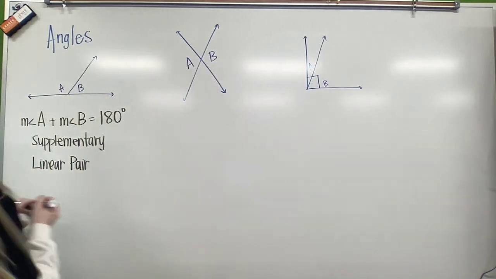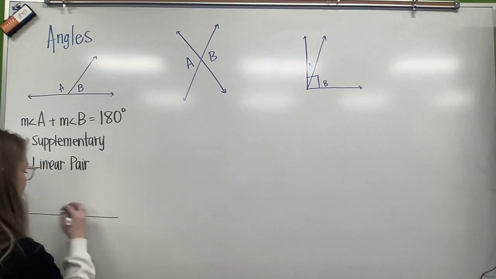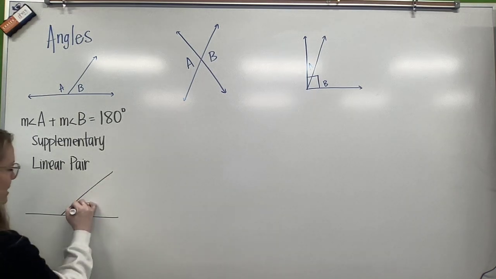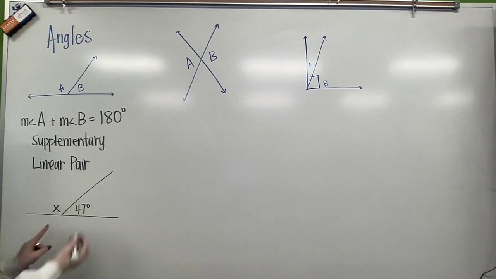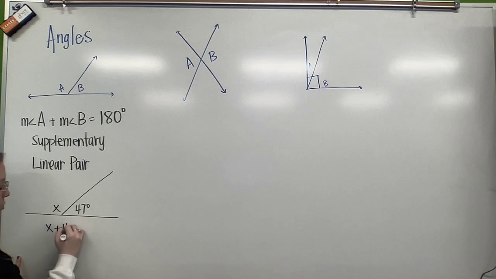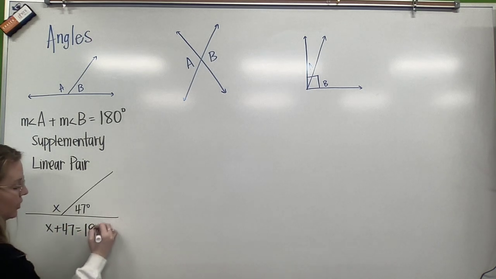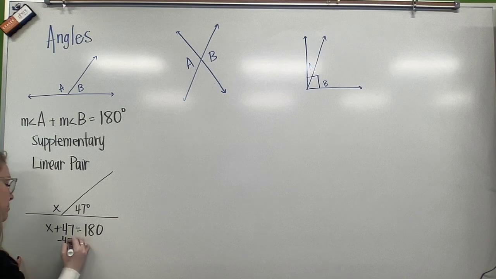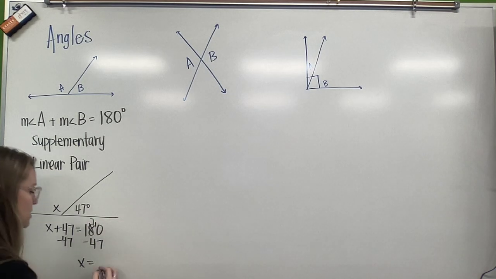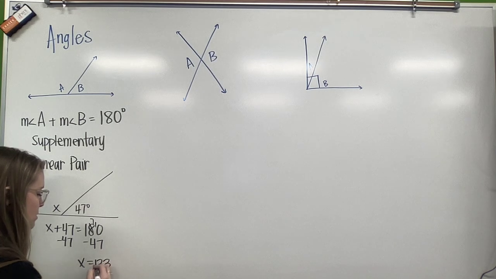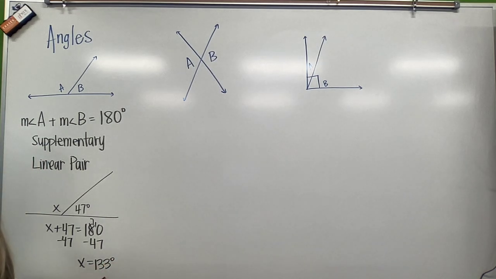Okay, so quick example, I could say this measure is 47 degrees. What is this measure? So x plus 47 equals 180. I'm going to subtract that 47 over. So x equals 133 degrees. Yes?